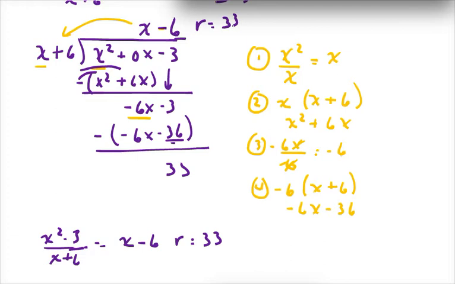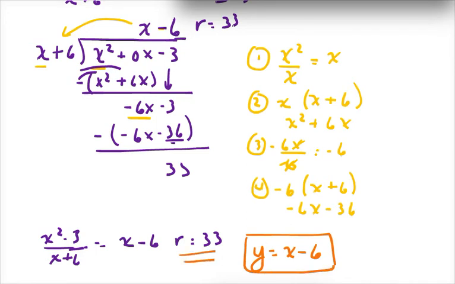Now when we start to talk about oblique asymptotes, your equation for your oblique asymptote is the quotient, and we disregard the remainder. All right. So the equation that's left over when you divide the polynomial is actually your oblique or slant asymptote.